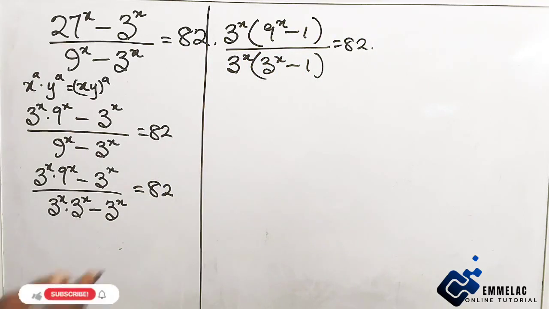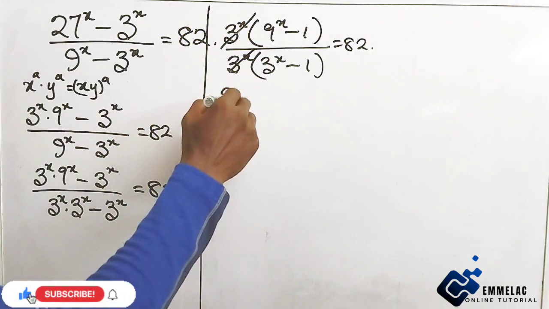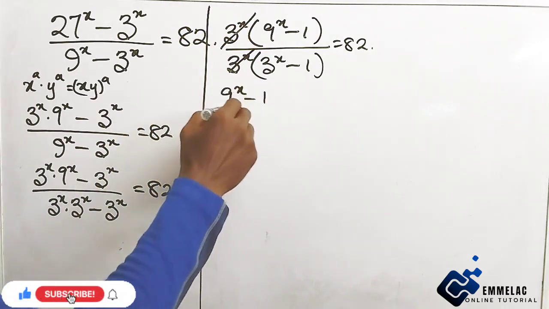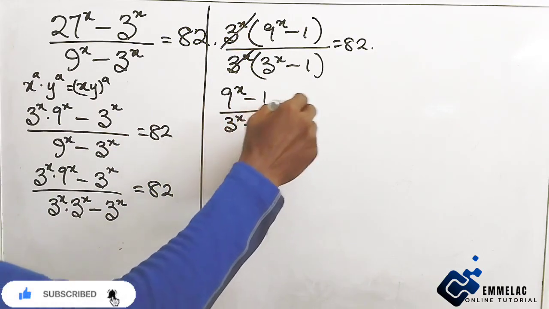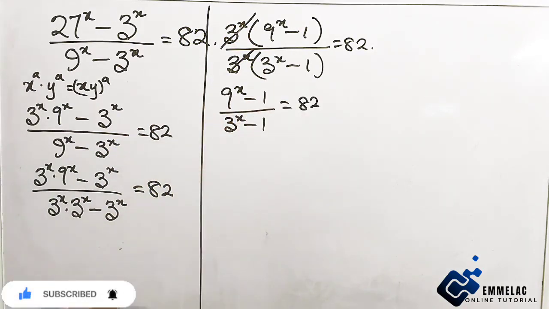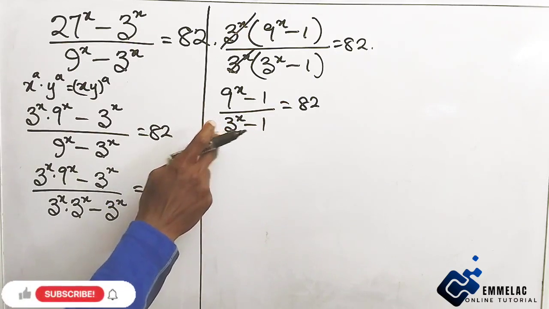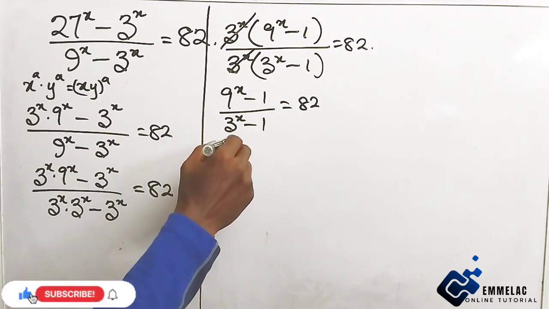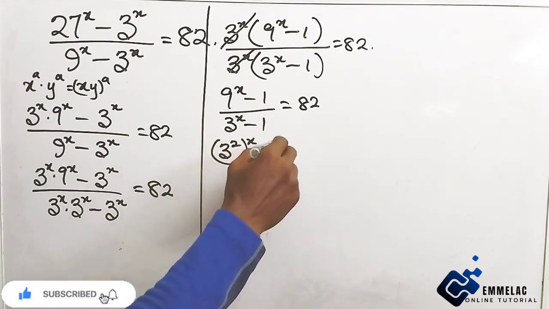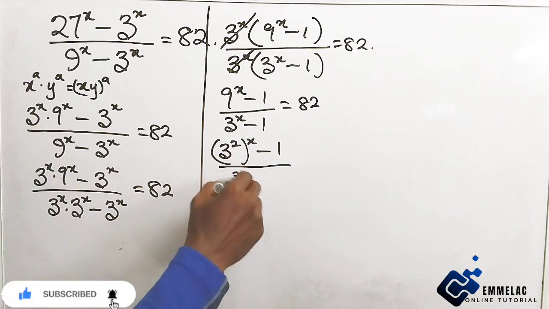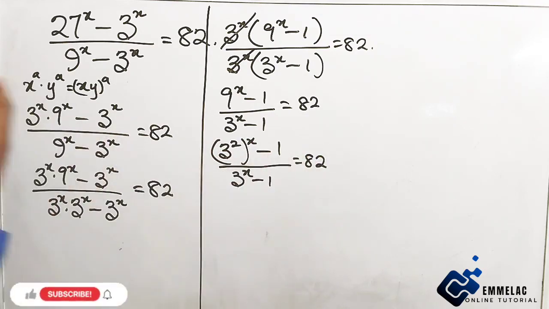Okay, now we can eliminate this. So we are left with 9 raised to the power of x minus 1 all over 3 raised to the power of x minus 1 equals 82. Alright, let us reduce this to the base of 3. So here we have 3 raised to the power of 2, sorry for that, x minus 1 over 3 raised to the power of x minus 1 equals 82.